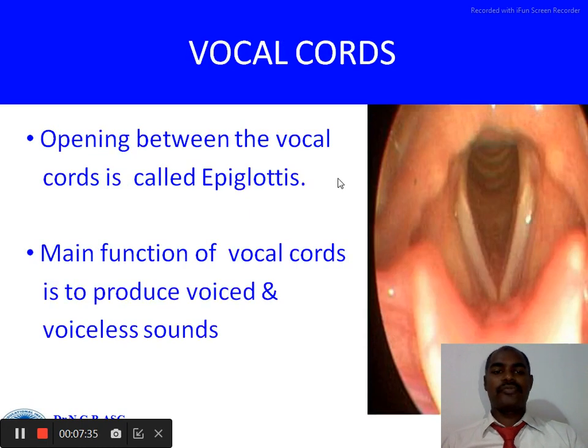So the next one is the vocal cords. The opening between the vocal cords is called the glottis. The main function of the vocal cords is producing voiced and voiceless sounds.